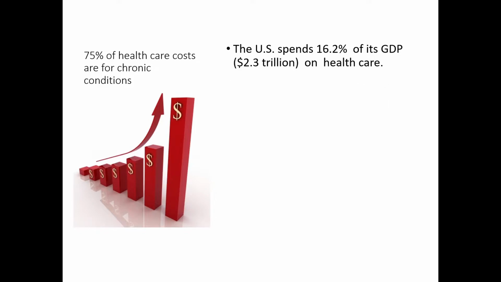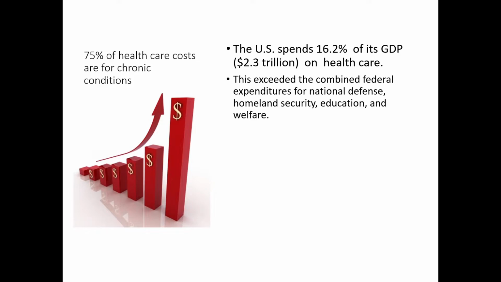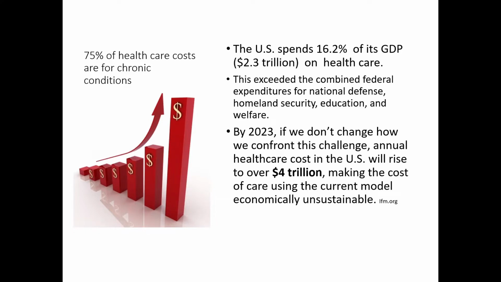And in my opinion, this really just reflects how it's a downstream system, right? We wait for the heart attack and the stroke to happen, and then we do our interventions after. And so there's a big move with Medicare to try to put money upstream into interventions that can help patients prevent the heart attack or the stroke in the first place. All of this exceeded the combined federal expenditures for national defense, homeland security, education, and welfare, all put together. That's 16.2% of our GDP, or 2.3 trillion on healthcare.